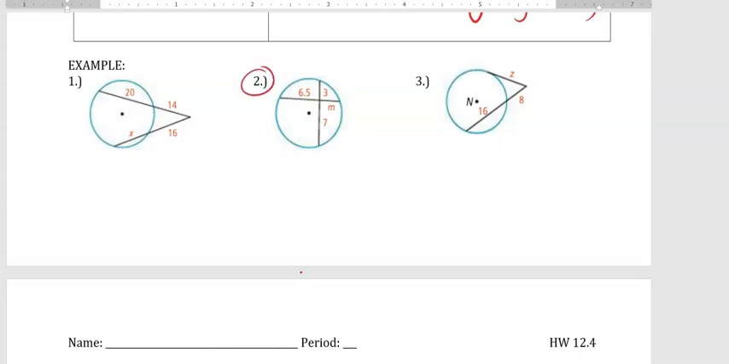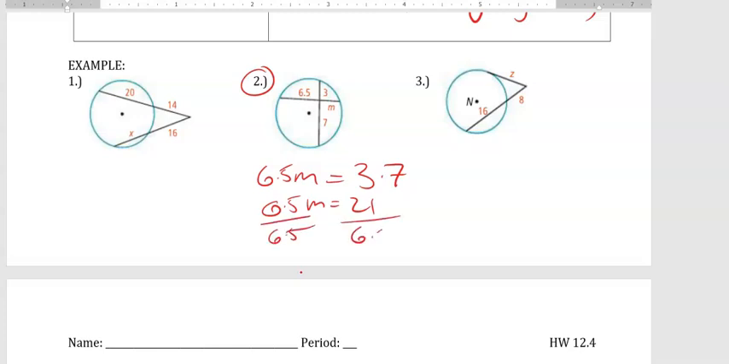Once again, let's do the easiest one first, number 2. Remember, if both of the pieces are inside, you can just say 6.5 times M equals 3 times 7. Part times part equals part times part. 6.5 M equals 21. When you divide by 6.5, does it come out as something nice? Use math bracket then. What's it get you?